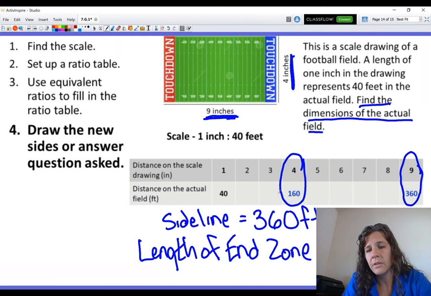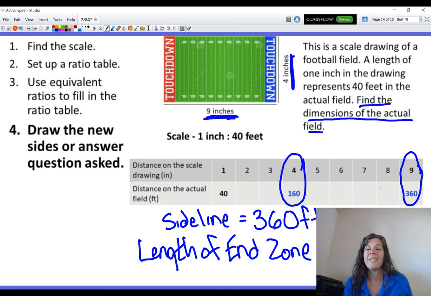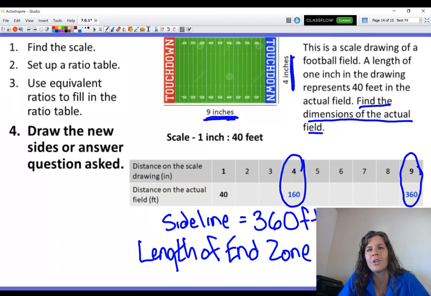Now, I didn't fill in these others on this ratio table when I brought it over because it doesn't really matter. We didn't need those numbers. So now you could go out and draw a football field on a field, or you could even make a smaller one in your backyard using a different scale. All right. Go try it. Try and draw a scale drawing using ratio tables.